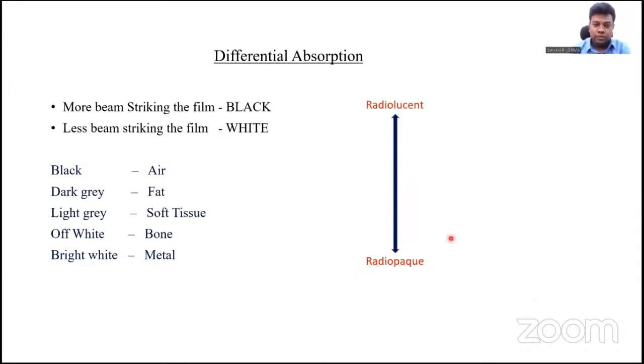So what is differential absorption? Differential absorption means that different substances will appear as different colors in the X-ray film. Air will be seen as black, fat will be seen as dark gray, soft tissue will be seen as light gray, the bone will be seen as soft white, and the metallic part will be seen as a bright white part on the chest X-ray film.